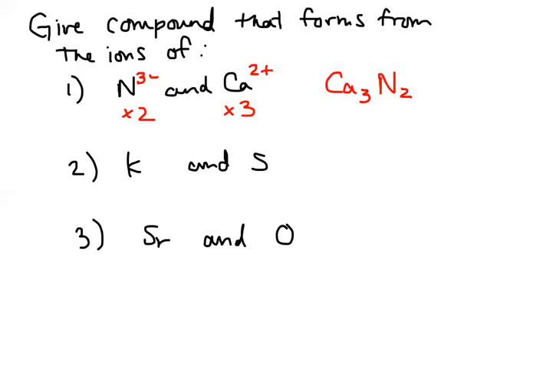What's the charge on potassium? +1. And I accept either plus or +1, either way works for me. And then what about sulfur? It forms a 2- charge, so what do we have to do? Potassium times 2, so you're going to have K2S. And finally, what's the charge on strontium and oxygen? What do we have to do there? Nothing, so we just have SrO.